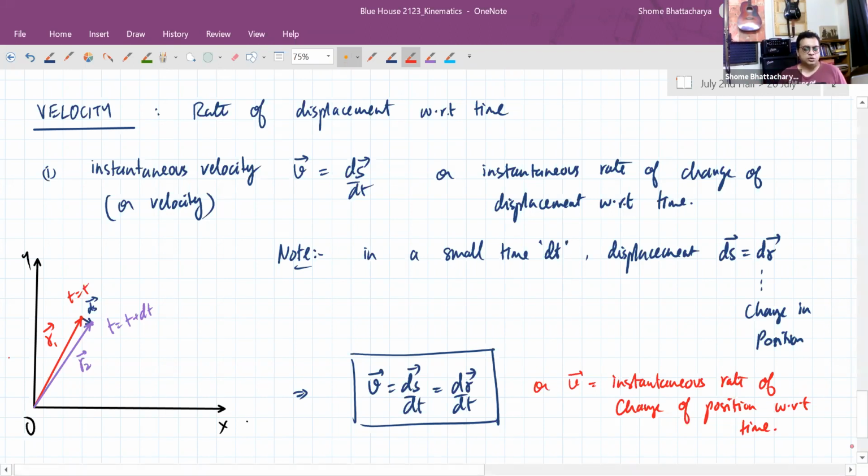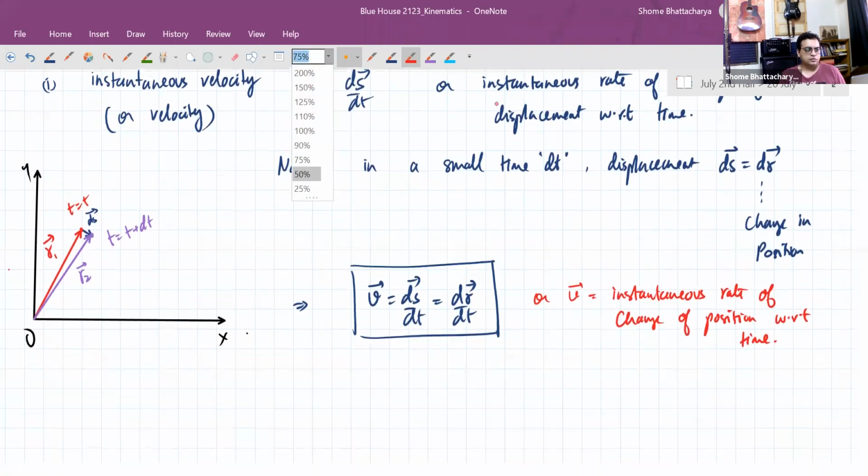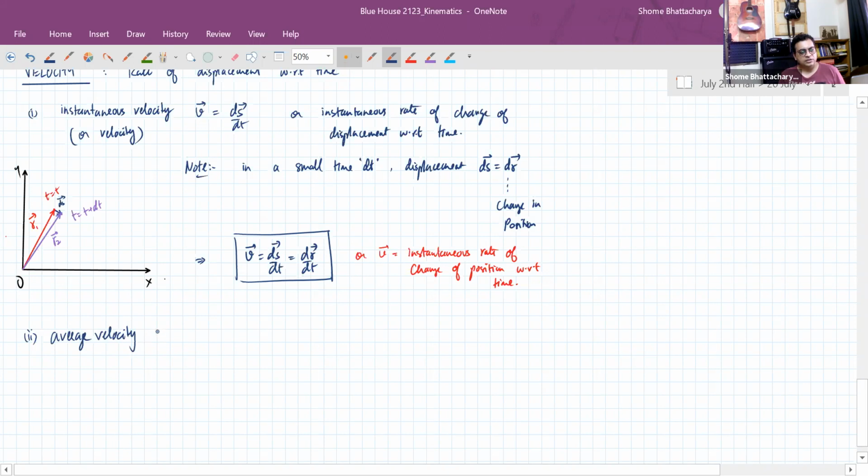Now let's talk about the second type of velocity, which is the average velocity. Average velocity is not defined at an instant, it is defined for an interval of time. So it is the total displacement during that time divided by the time interval. We generally use a different symbol for average velocity to specify that we are talking about average velocity. Whereas when we just use v or the term velocity alone, by default, it means instantaneous velocity.